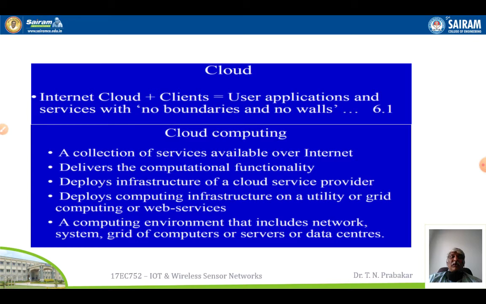So this computing infrastructure may be a single system. It comes something like utility computing, or it can be a grid computing, or it's a collection of web services, right? There are plenty of web services available here, something like Amazon and others. So it's a collection of all these things. And a computing environment that includes network, system, grid of computers or servers, and data centers. So a computing environment will include a network, that is the internet, connecting a single system, or a grid of computing systems or servers, and it should also have some data centers where the data can be stored.